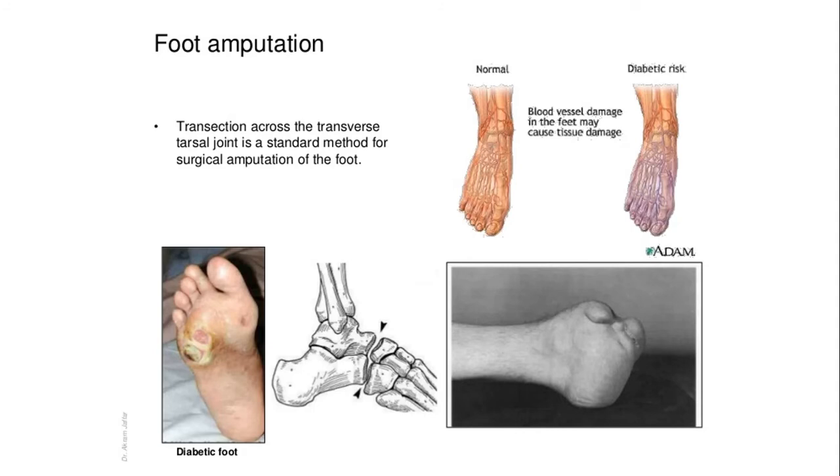Foot amputation is needed sometimes in diabetic patients, especially in ischemic patients, when there is ischemia or necrosis of the distal part of the foot. So in these cases you need foot amputation. Here you can see the plane where you are separating the talonavicular joint and also the calcaneocuboid joint. And here is the plane through which the amputation is taken down.